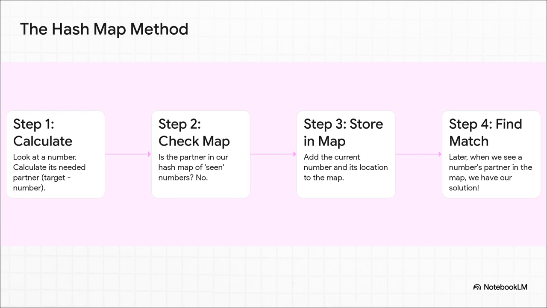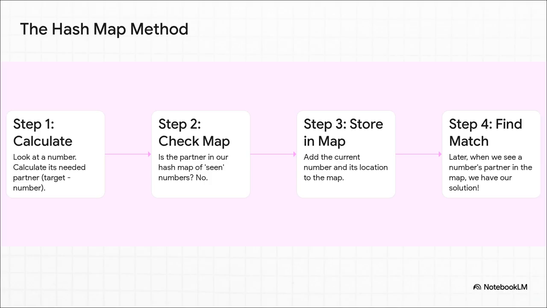Let's start with -1. We do a quick calculation. What number do I need to hit my target of 3? Well, 3 minus -1 is 4. So now we just ask our map, hey, map, have you seen a 4 yet? The map instantly says, nope. So we say, okay, no problem. And we add the number we're on, -1, to our map. Then we just move on.